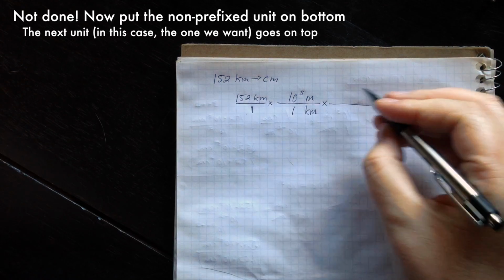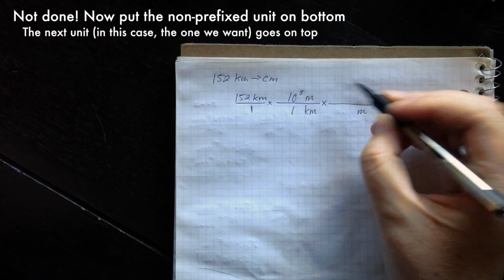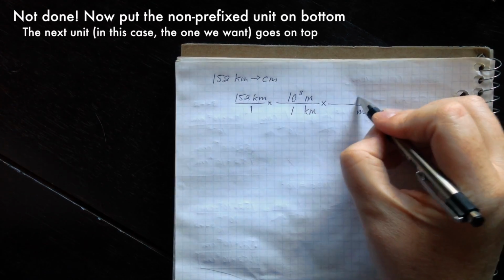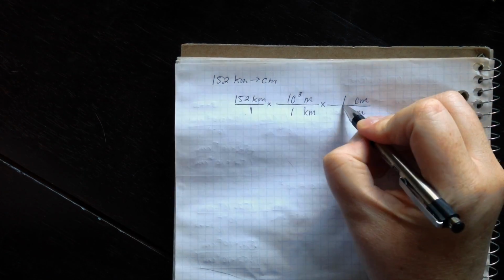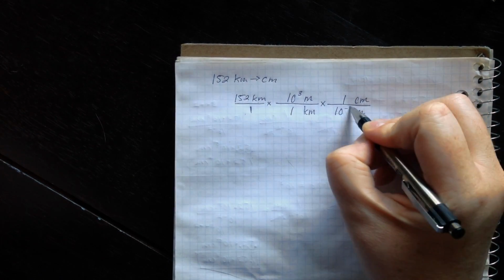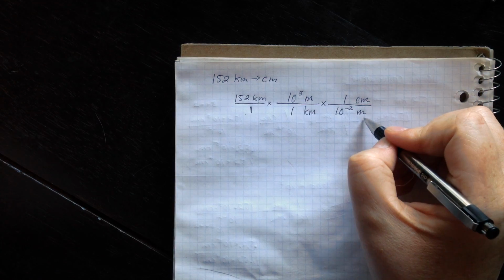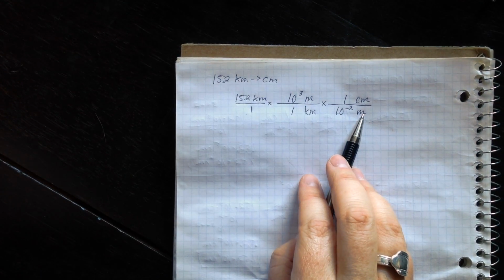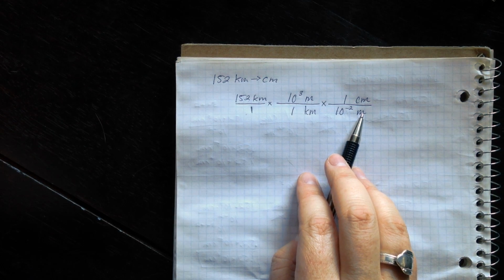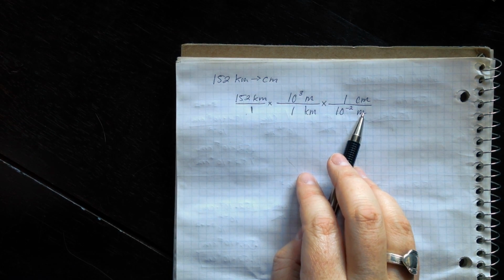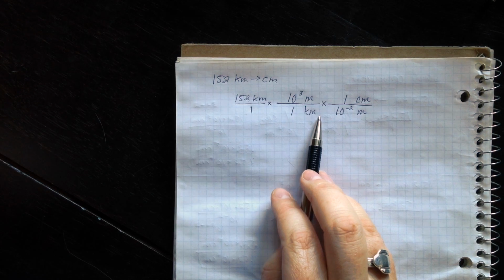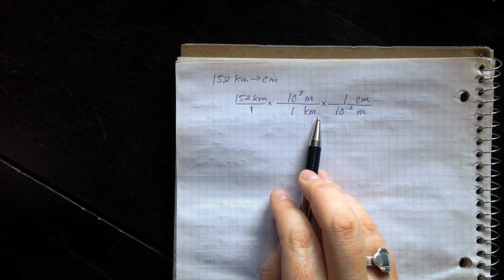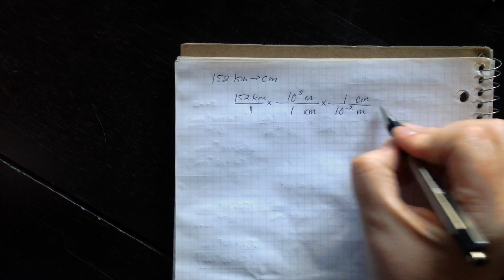Next, I want to convert to centimeters. So I put meters on bottom to cancel this meters and centimeters on top. For every 1 centimeter, there are 10 to the negative second or 100th of a meter. I use the base 10s, and I always put the base 10s next to the meters to just keep things easy, to make sure that I use the same conversion method every time. Other teachers might have different methods. This is just my personal method.